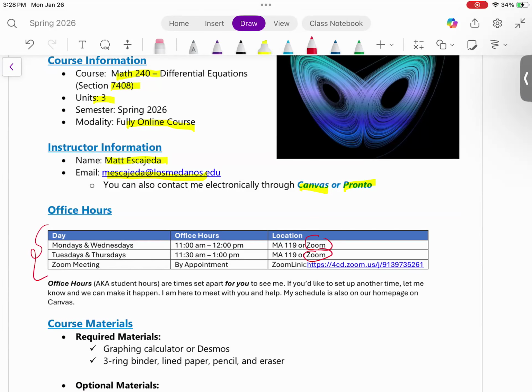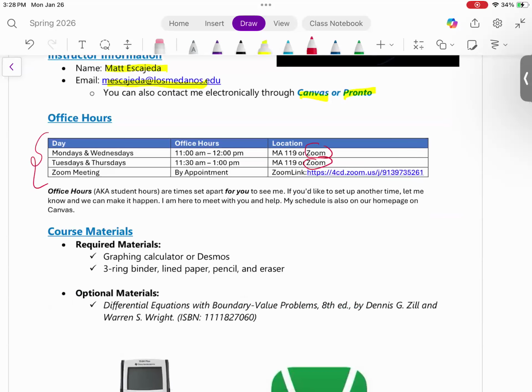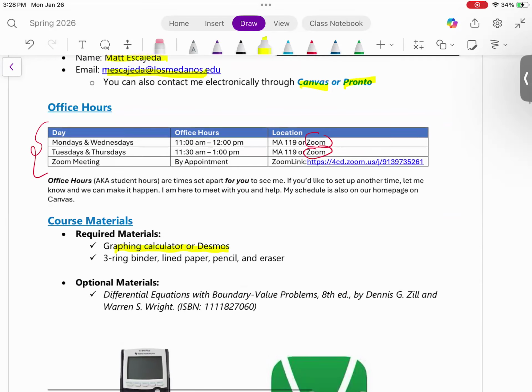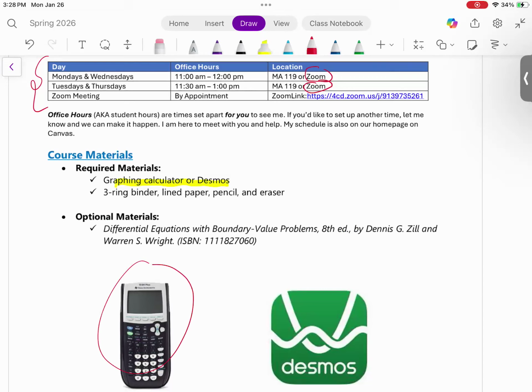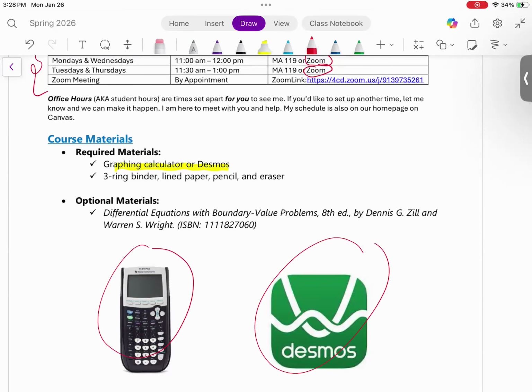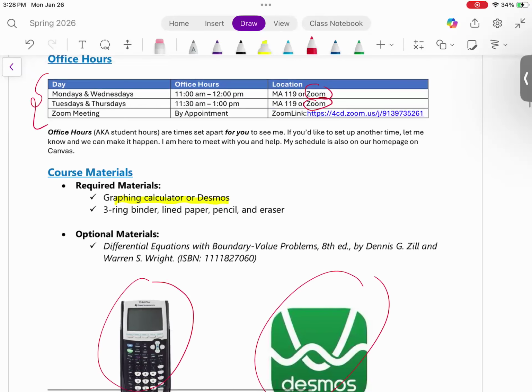All right. Okay, so required materials, like we stated before, you need some type of graphing application, graphing calculator, or get used to Desmos. Okay, we're going to be doing some calculations, solving some integrals, things like that. I would suggest maybe like a three-ring binder, line paper, pencil, and eraser if you don't use a tablet.